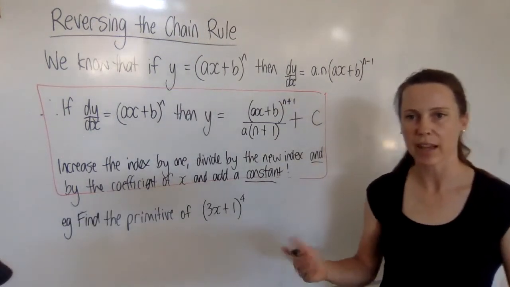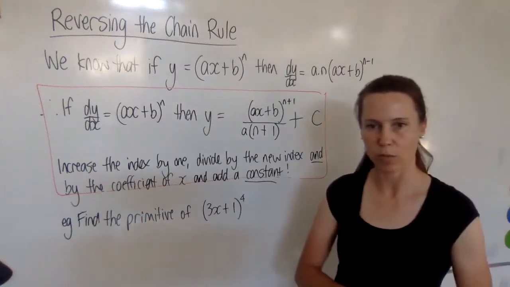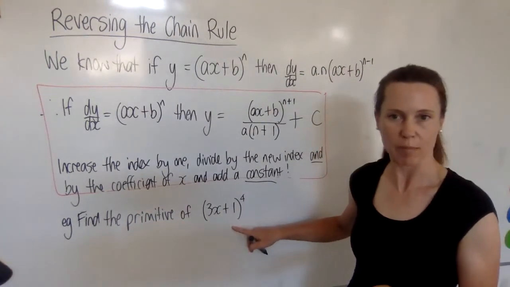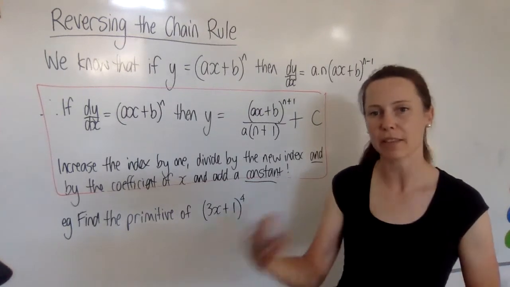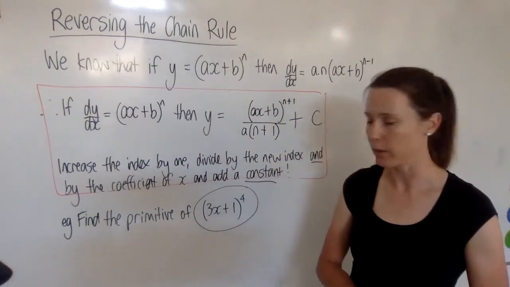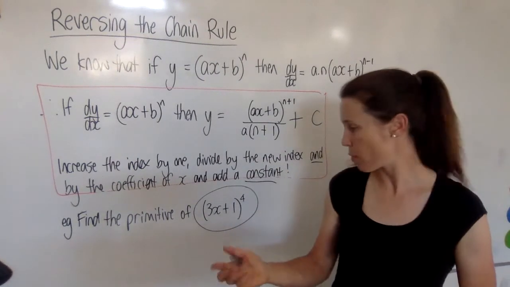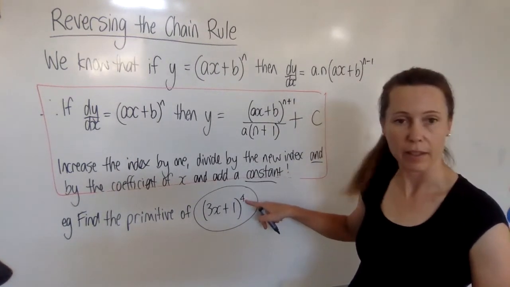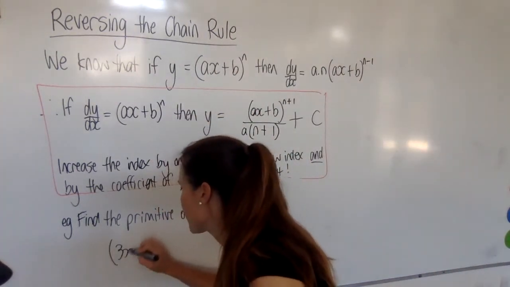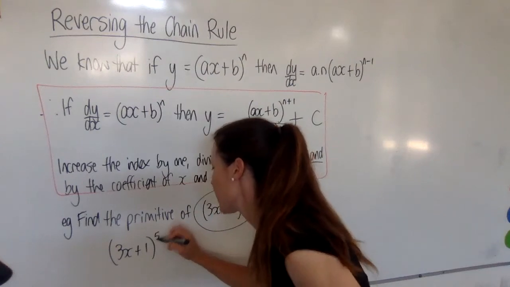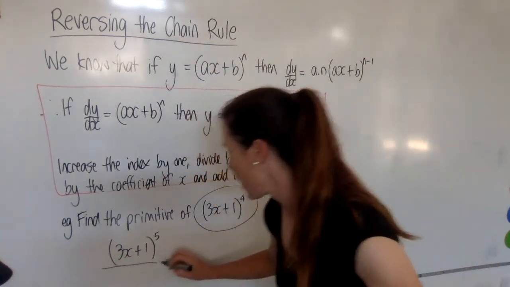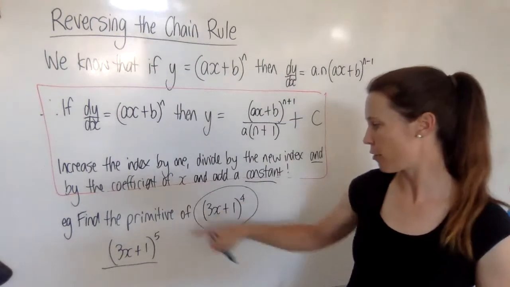Okay, this question doesn't have any y's or f(x)'s or dy/dx's in it. It just says find the primitive of some term. No problem, we don't need those y's and other things there. We can take this whole thing and apply our rule to it. So we've got 4 things to remember. First thing is increase the index by 1. So we need to rewrite everything that's in the brackets and increase the index by 1. We need to divide by the new index, and we need to divide by the coefficient of x.